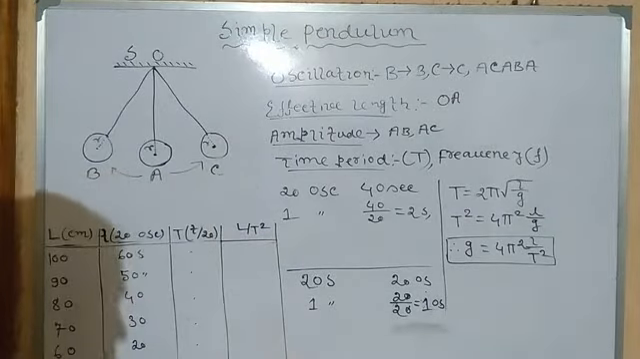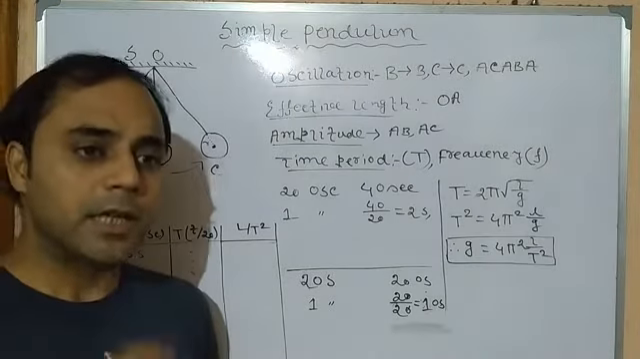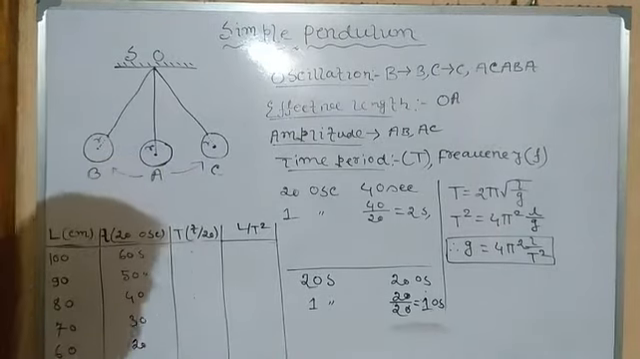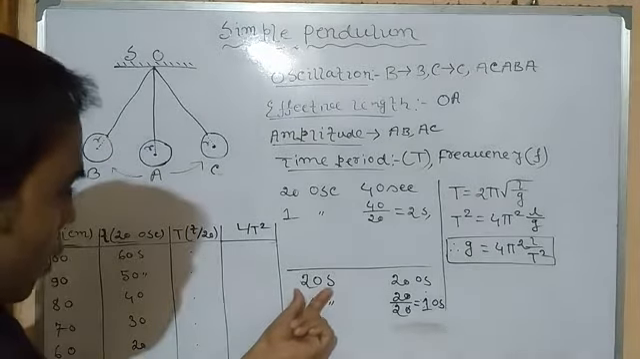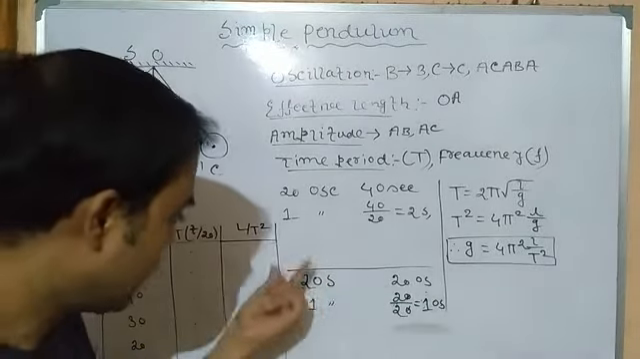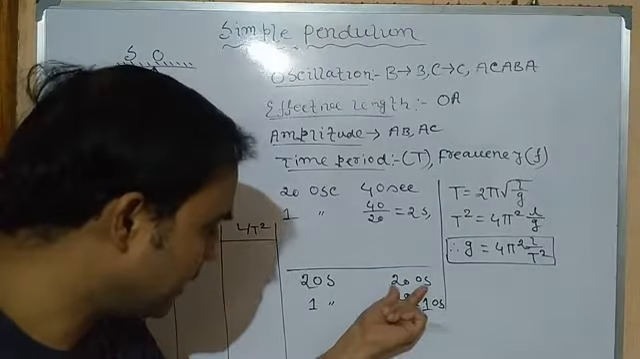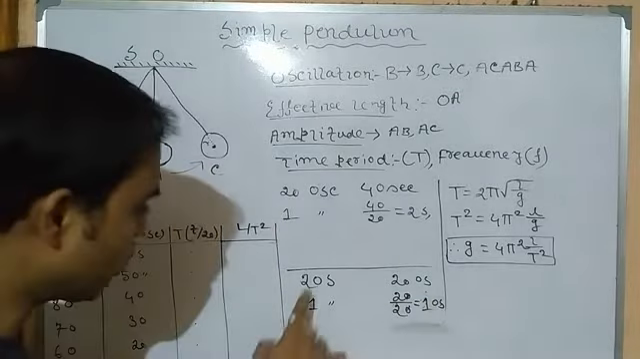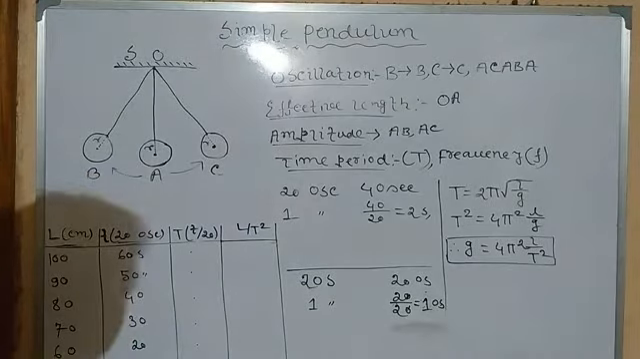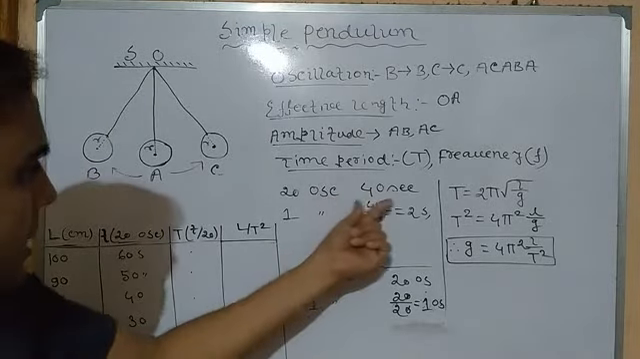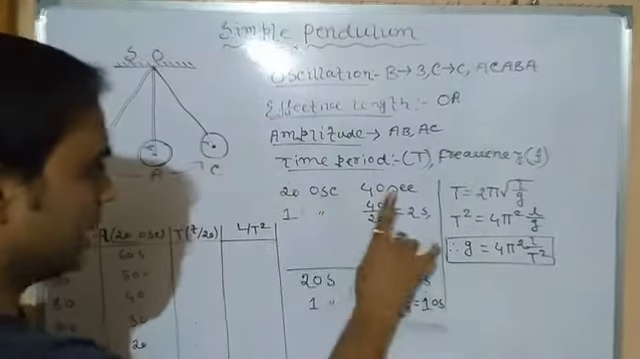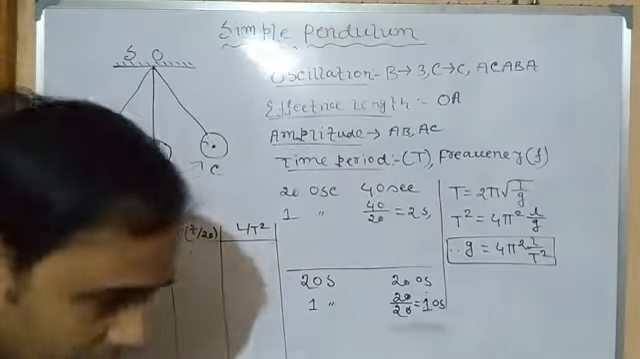Frequency. What is frequency? Frequency is just the reciprocal of time period. How? It is the number of oscillations in 1 second. Now suppose in 20 seconds it completes 20 oscillations. So in 1 second how many oscillations? Only one oscillation. Clear? Suppose 20 oscillations take 40 seconds. So in 40 seconds it completes 20 oscillations. In 1 second it will be 20 by 40.